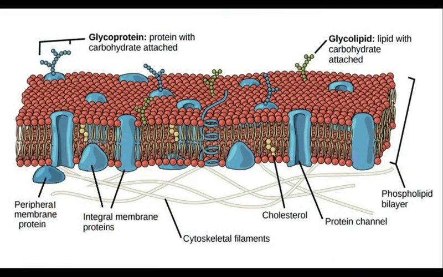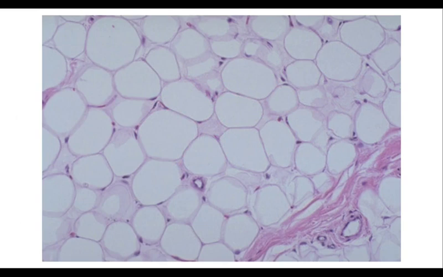This is a picture of the cell membrane. You can see there are many types of lipids in the cell membrane. So lipids are a main component of the cell membrane. This is a picture of adipose tissue. You can see the cells.